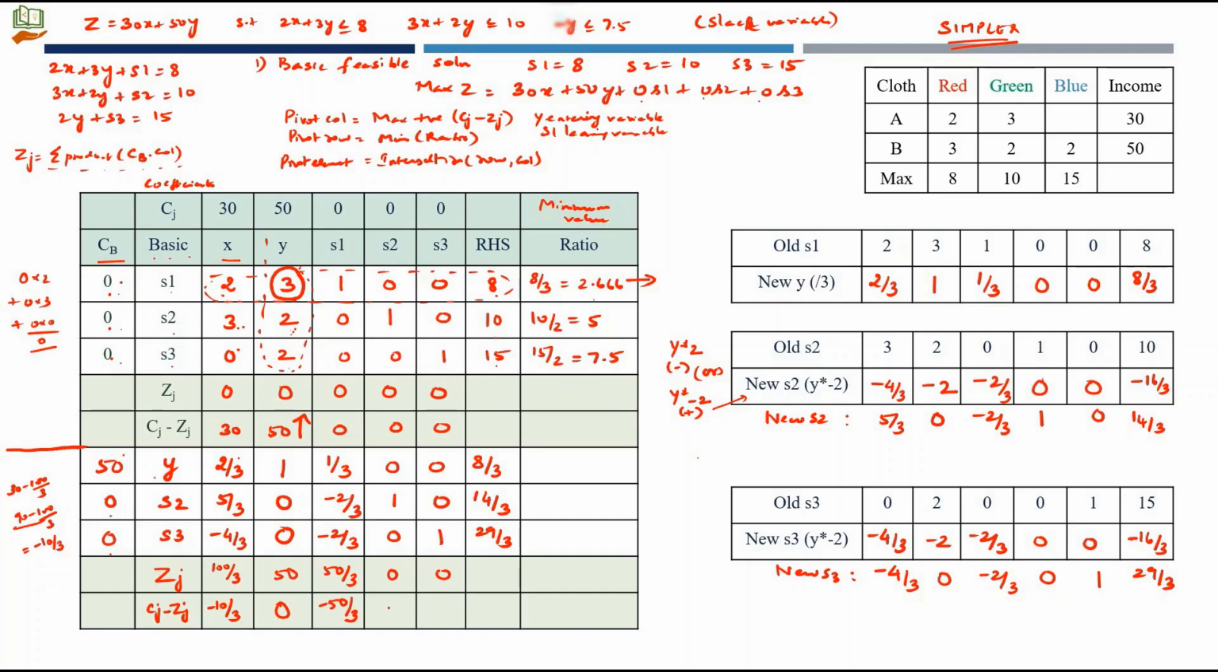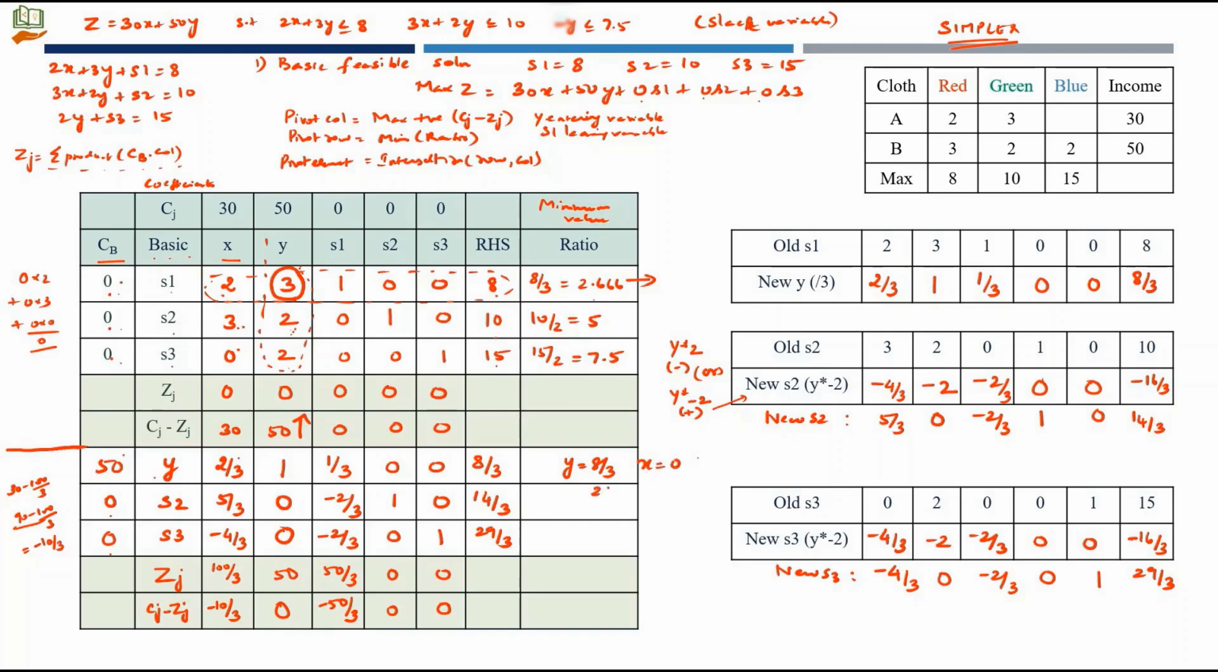0 minus 0 is 0. 0 minus 0 is 0. In Cj minus Zj, you have to pick the maximum positive value. But here you have only 0 entries and negative values. It means you have to stop the iteration. Now what is the only value you have? Y is equal to 8 by 3, which means x is equal to 0. Now what is y is equal to 8 by 3?